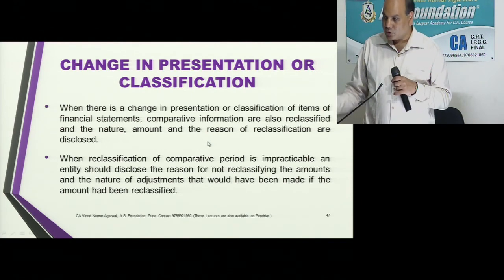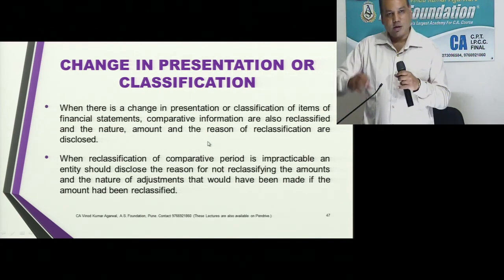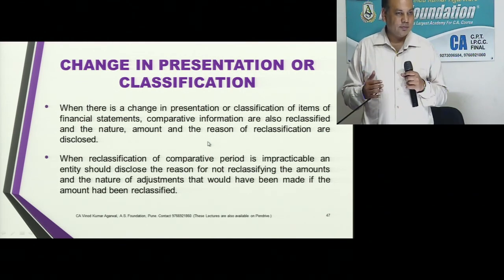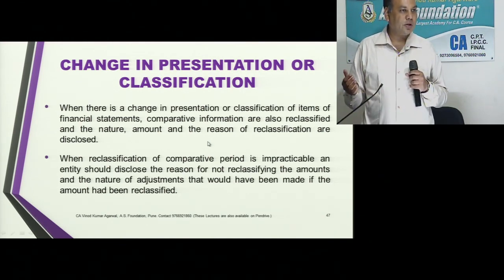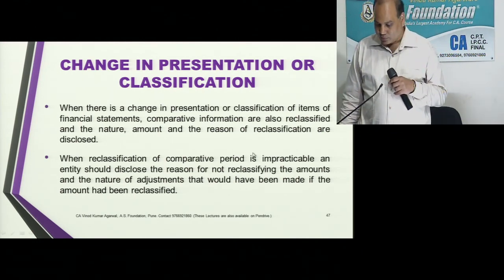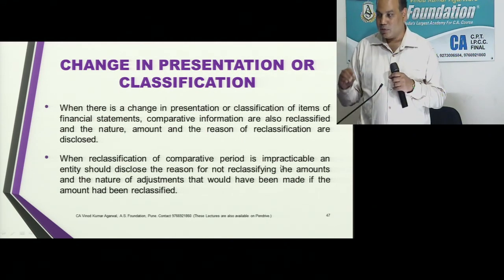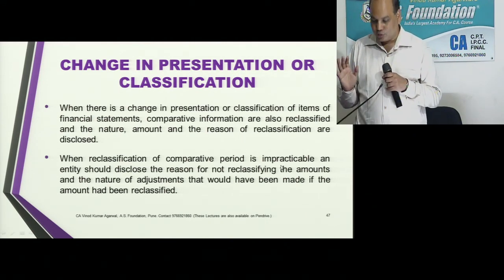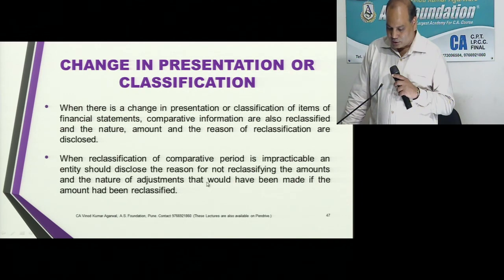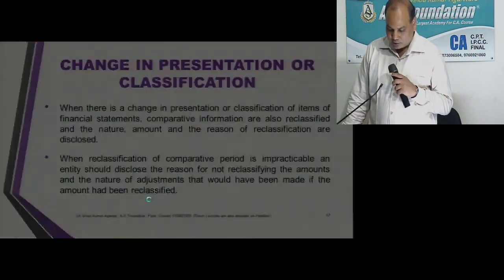So therefore, changing accounting policy, making error, reclassification, these will become things of the past. Why? Lot of disclosures and adjustments are to be done. When reclassification of comparative period is impracticable, I have discussed impracticable, when it is almost impossible to do it, an entity shall disclose the reason for not reclassifying the item and the nature of adjustment that would have been made if the amount had been reclassified.